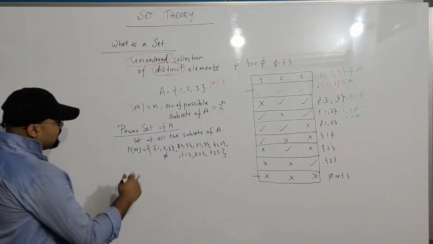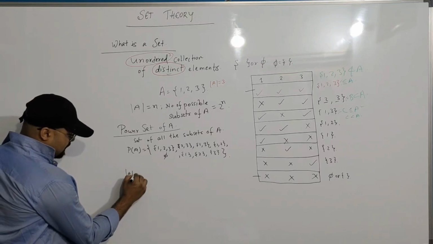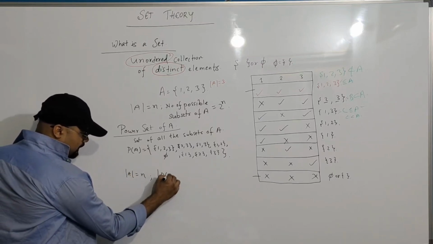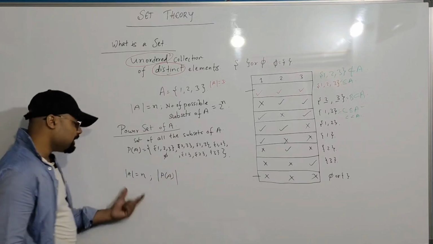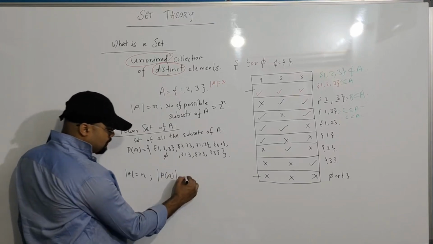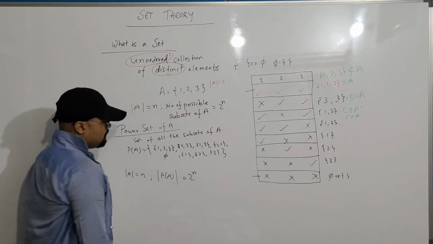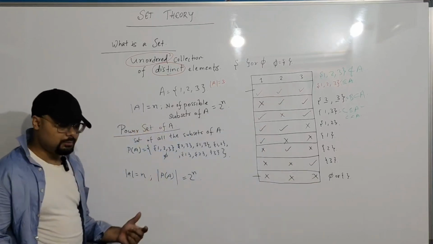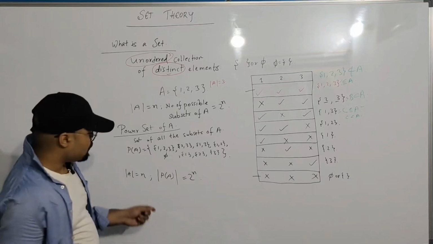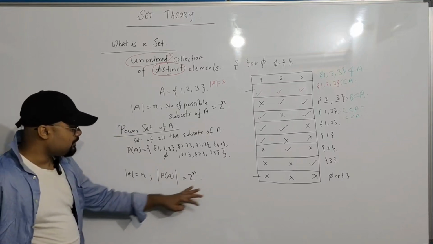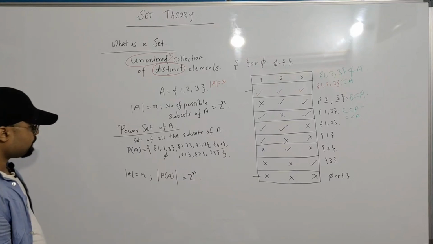So if the cardinality of A is n, then what is the cardinality of the power set of A? This is equal to 2 to the power n, because there are 2 to the power n subsets of a set. Each subset is an element of the power set. So the cardinality of the power set is 2 to the power n.